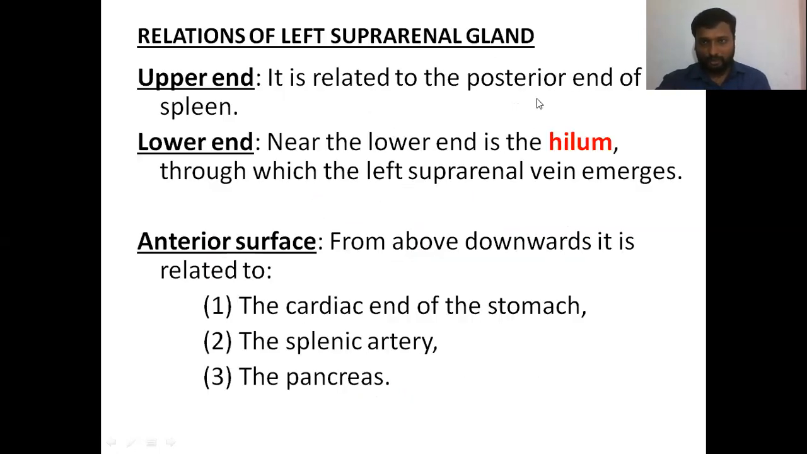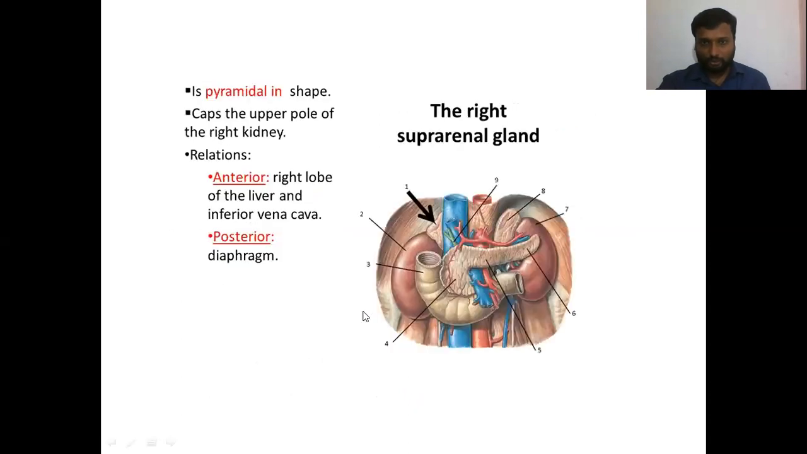So we'll see it again. See the upper pole, this is the upper pole. In this region comes the spleen. So the upper pole is related to the spleen. Then at the lower pole we have the hilum through which the vein emerges. Then anterior surface and posterior surface. The anterior surface is covered by the pancreas. Above the pancreas we have the splenic artery. Above that, the stomach. So from above downward, these are the relations of the anterior surface: stomach, splenic artery, pancreas.